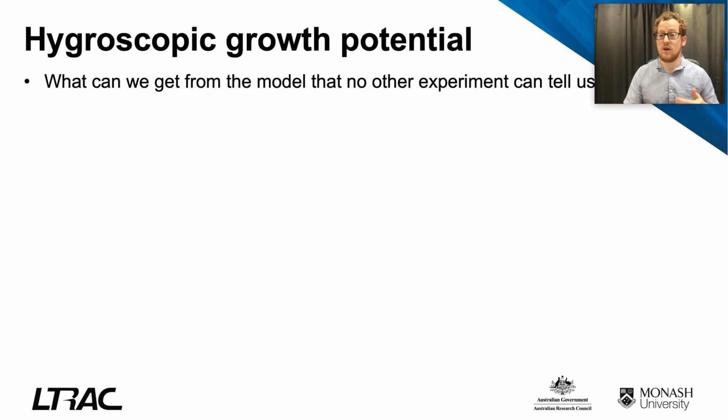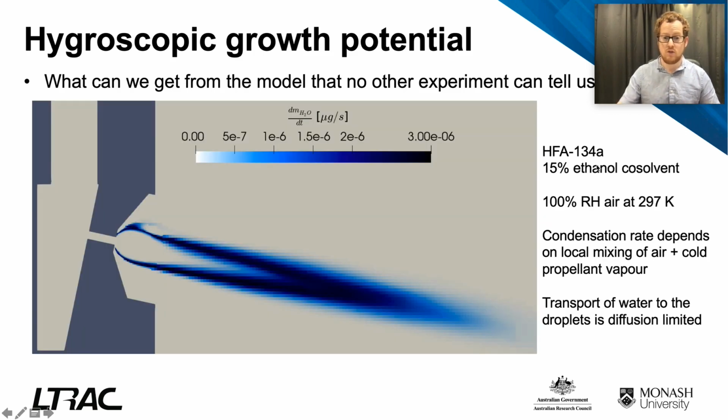One of the things is the mixing and entrainment of water vapor from the air into the droplets, and the potential for hygroscopic growth of the drug particles due to accretion of water onto the droplet surfaces. Since we know where the air is and we know the temperature, and we can estimate, let's say, 100% relative humidity at 297 Kelvin, just as an example case, since we know that mixing and we know the temperature and the density, we can solve Fick's law of diffusion and determine what rate the water vapor in the air will diffuse through the propellant vapor onto the surface of the droplets.